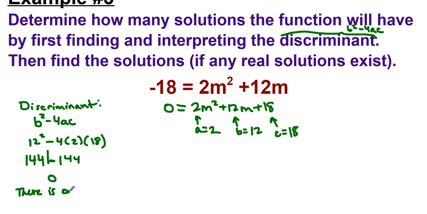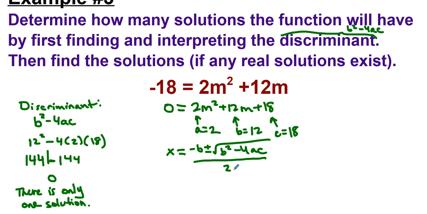So that's me interpreting the discriminant being a 0. There's only one solution. And then it says find the solution or solutions if any real solutions exist. And yes, we should have one solution. So let's find it. So x equals negative b plus or minus the square root of b squared minus 4ac all over 2a. And I highly recommend you write out the entire quadratic formula. Don't just start plugging in numbers right away. It'll help you memorize the formula the more you write it.